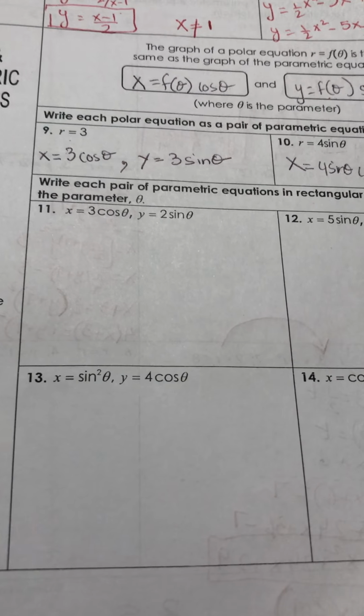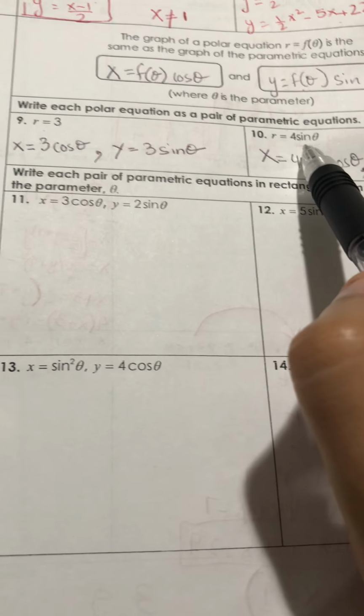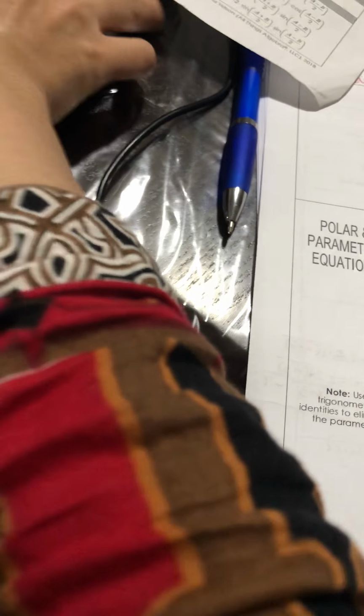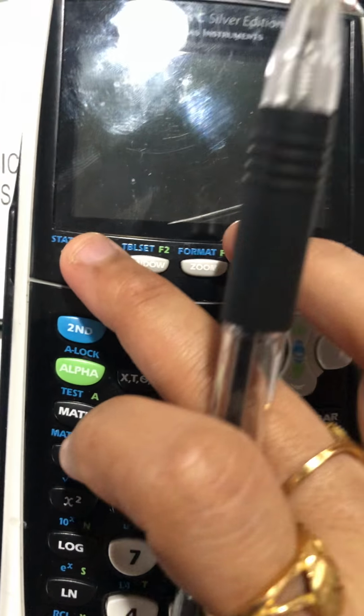Okay, so the exercise was just to change the polar to parametric equations, keeping in mind the polar equation has two parametric equations. I can show you on my calculator also. It will end up with the same graph.